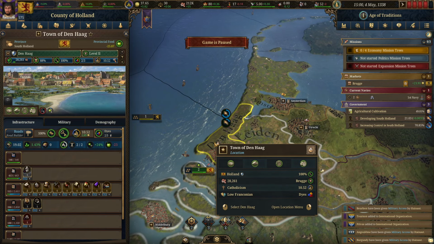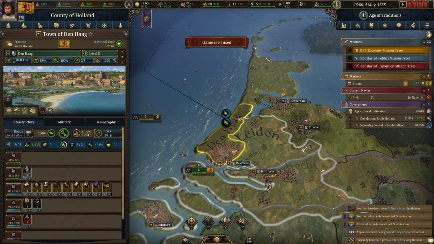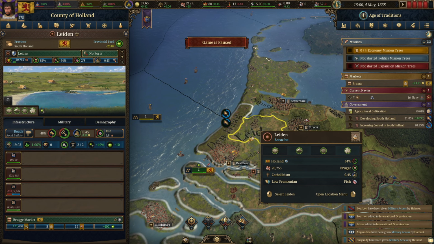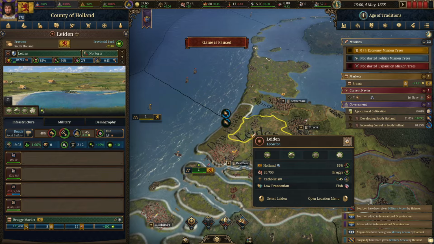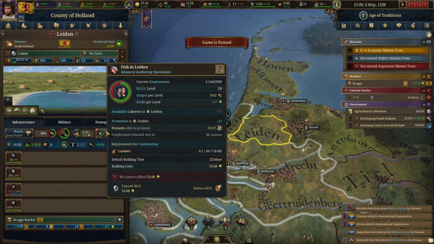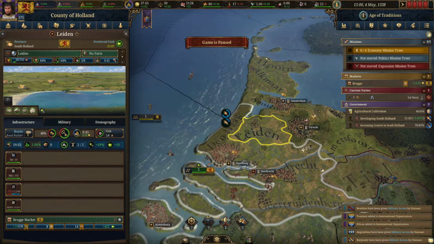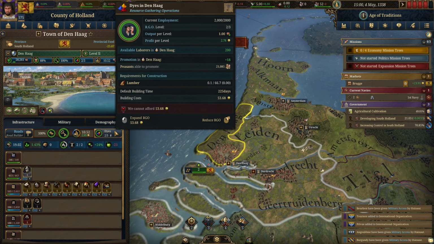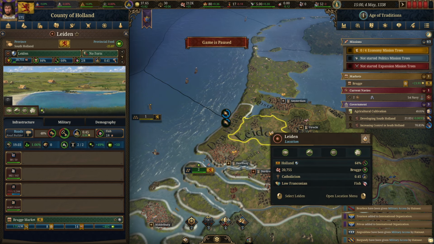So let's compare towns to rural areas real quick. The biggest difference that I want to point out, and I feel like one of the most important differences, is that a rural area gets to build way more levels of an RGO than a town. Once you upgrade an area into a town, the maximum amount of RGO levels is cut by half. So this is something you should be taking into account.